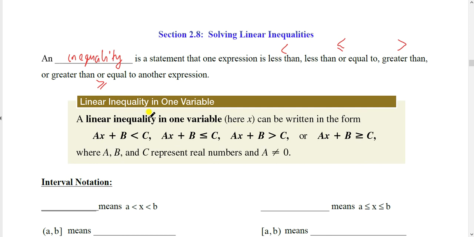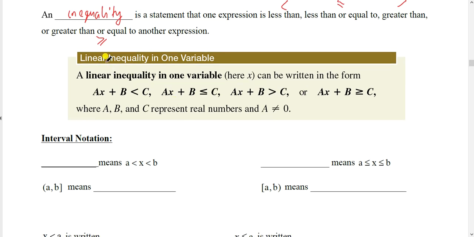expression. For example, if you look at this here, we have ax plus b less than c, or less than or equal to c, or bigger than or equal to c. Now we are trying to solve for x in these four cases. So that's why we call this a linear inequality instead of a linear equation, as compared to the last two chapters.